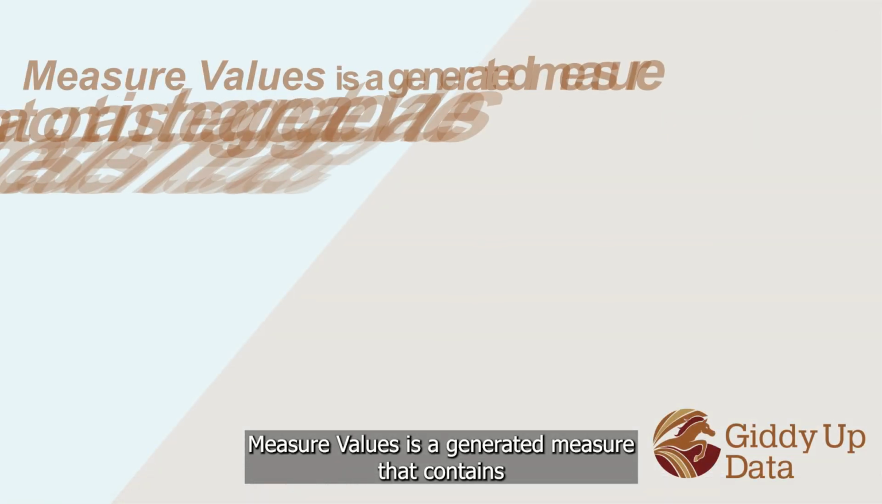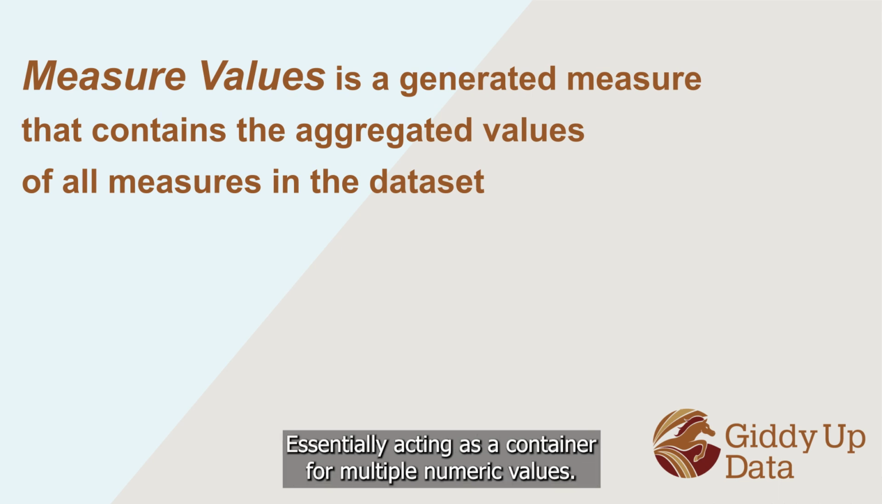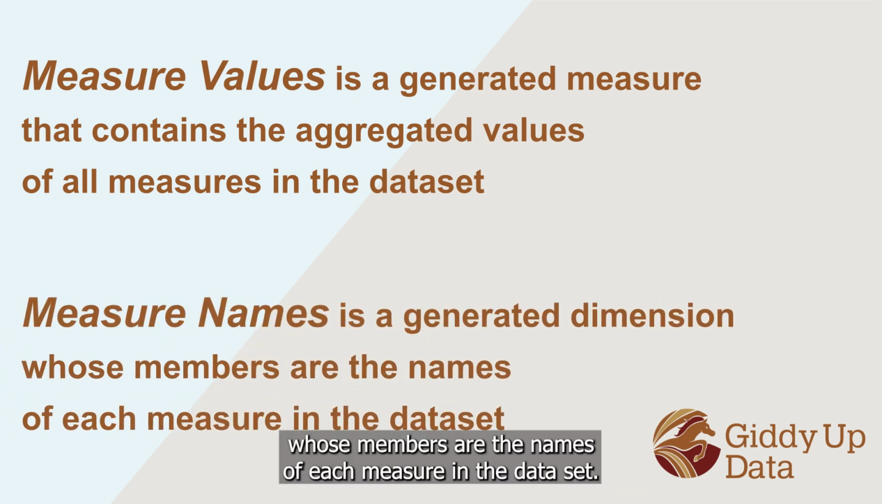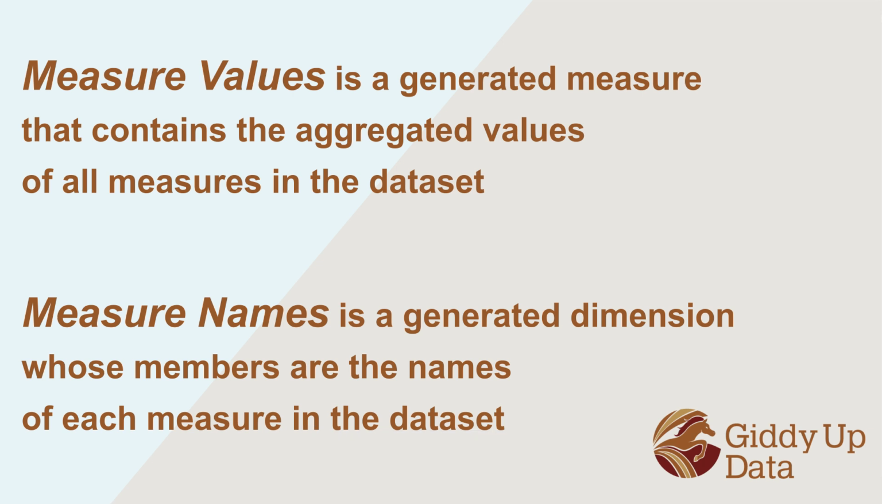Measure values is a generated measure that contains the aggregated values of all measures in the dataset, essentially acting as a container for multiple numeric values. Measure names is a generated dimension whose members are the names of each measure in the dataset. Think of it as the labels that organize measure values.